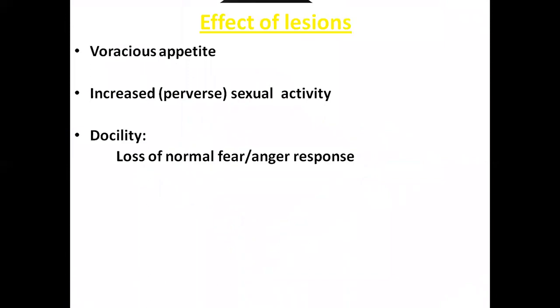Next, docility, loss of normal fear or anger response. So normally when someone comes and slaps you, you get tensed, you try to hit back. But what happens when there is some lesion in the amygdala or the limbic system? Docility. They lack this anger. They don't respond. They become very calm, very docile, very subtle. Yes, they become very nice people. He is a very nice person.